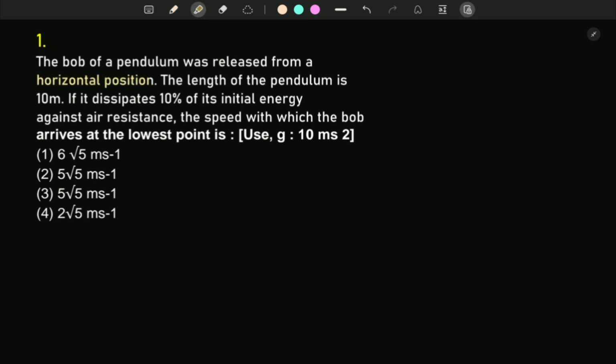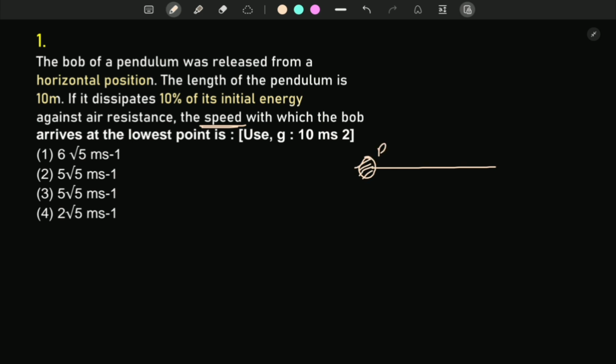It says the bob of a pendulum was released from a horizontal position. The length of the pendulum is 10 meter. If it dissipates 10% of its initial energy against a resistance, the speed with which the bob arrives at the lowest point is. So we need to find the speed.